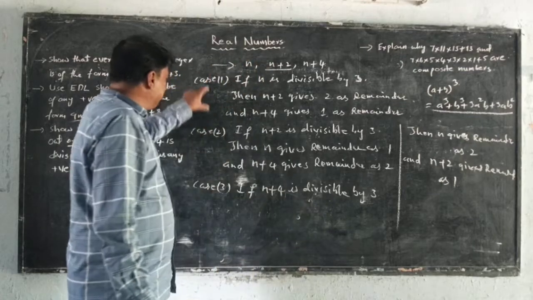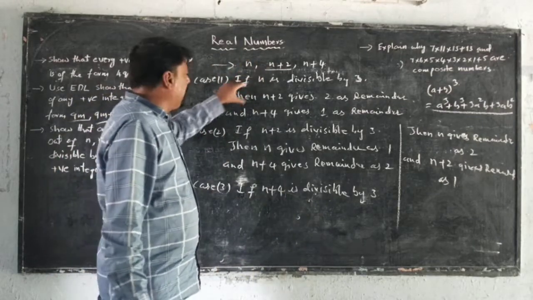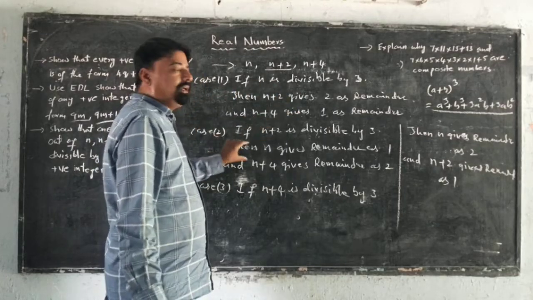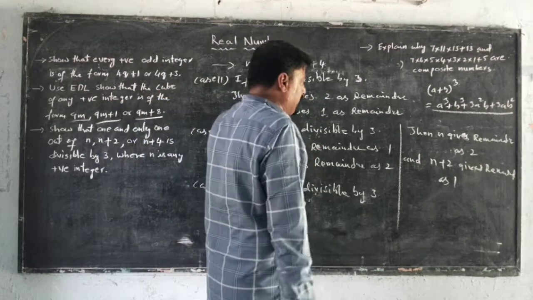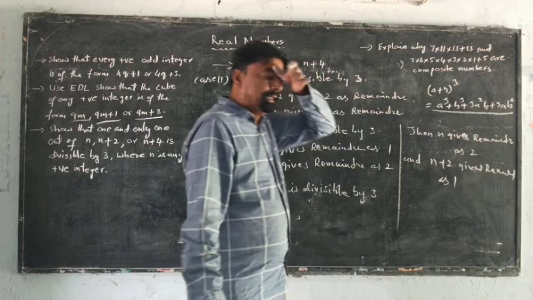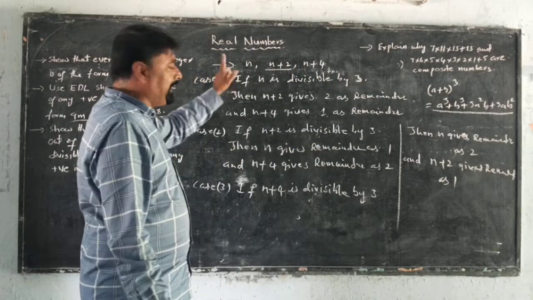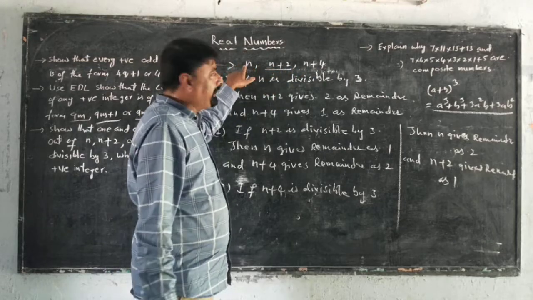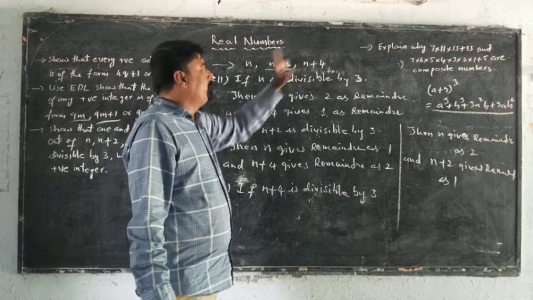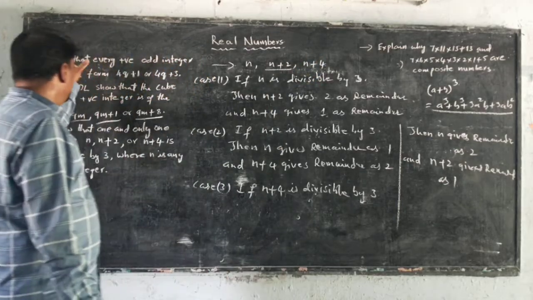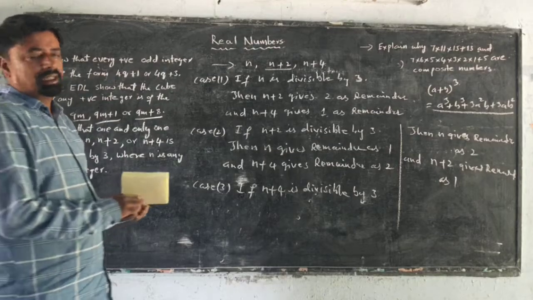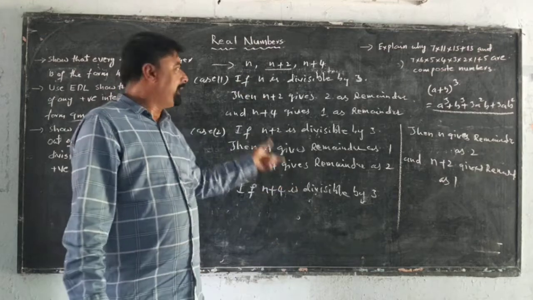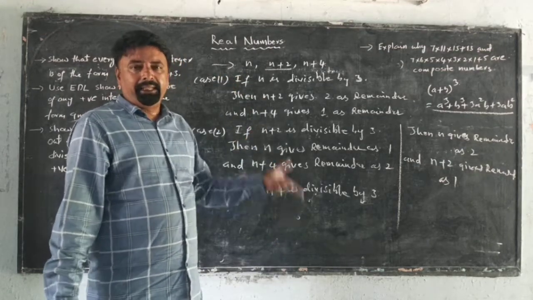So if you see these three cases now, in the first case only n is divisible, the other two are not divisible, they are giving some remainders. In the second case n plus 2 is divisible, the other two are not divisible. In the third case also n plus 4 is divisible, but n and n plus 2 are not divisible. So like this, in these three cases we can write the statement: only one of these three numbers, either n or n plus 2 or n plus 4, is divisible by 3. So like this we can prove these statements. Some other example questions and some exercise questions are also there in your textbook. Check those questions and prove them by using EDL.